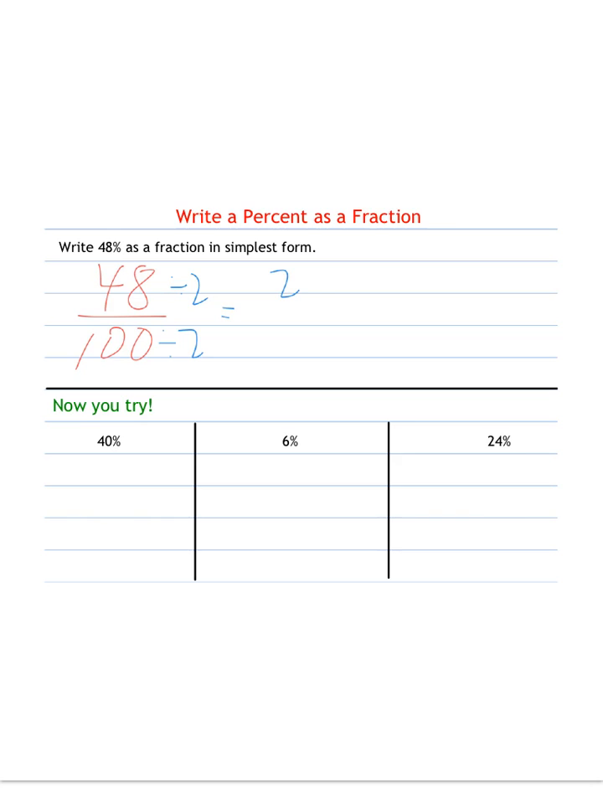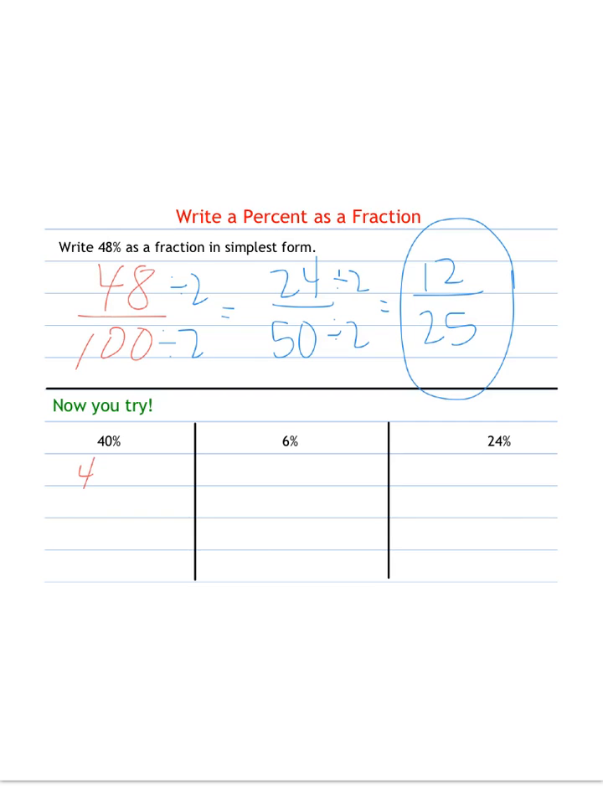48 divided by 2 is 24. 100 divided by 2 is 50. I know again, let's see, what goes into both 24 and 50? I know I can divide them both by 2, which 24 divided by 2 is 12. 50 divided by 2 is 25. And I think that is where we stop. So 48% as a fraction in simplest form is 12/25. Here's a couple for you to try on your own. Come back and check after you've got it.